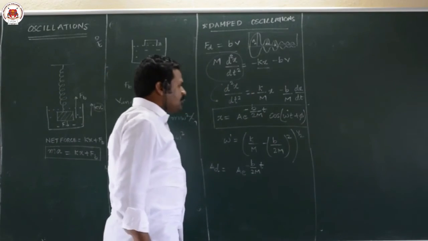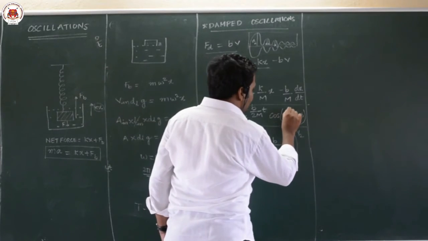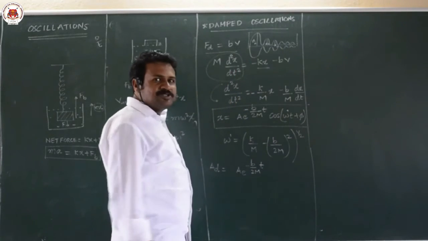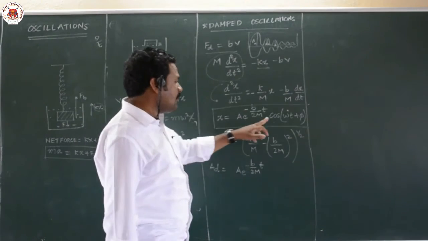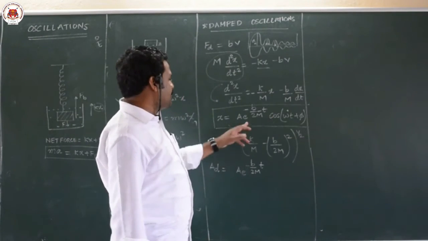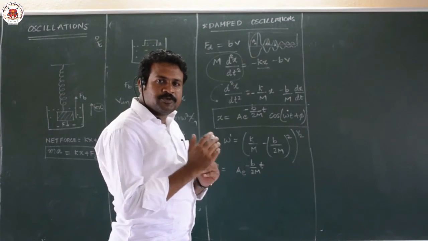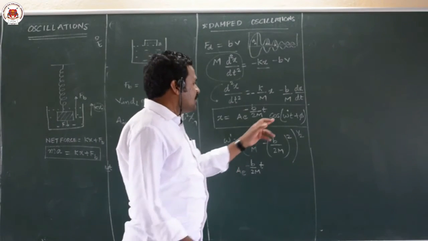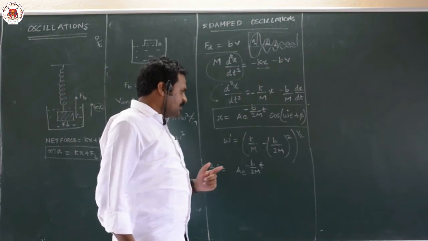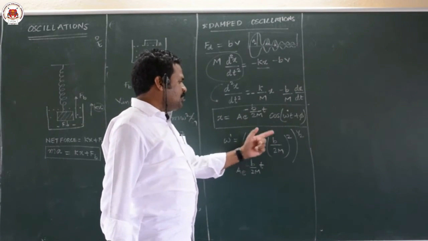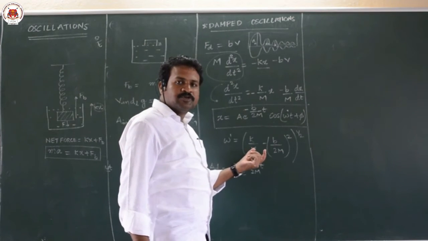A e to the power of minus b by 2m into t cos(omega dash into t plus phi). Here what is omega dash? Omega dash is the new angular velocity of this oscillator. Initially we will give omega, but what happens is that omega slowly decreases and it becomes omega dash. You can see omega dash is equal to the square root of k by m minus (b by 2m) whole square. This k by m is nothing but the omega you have given.